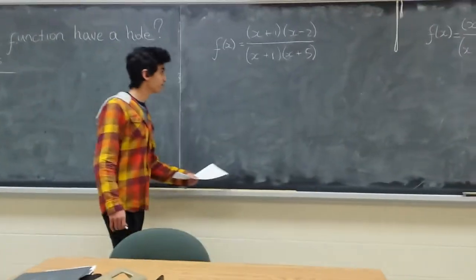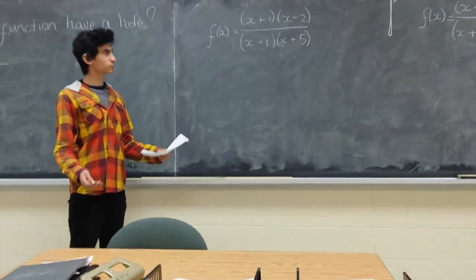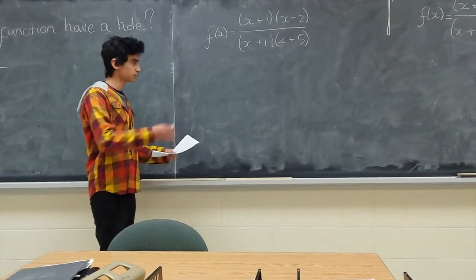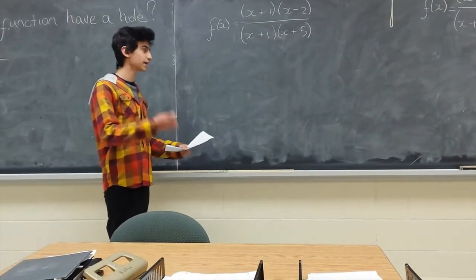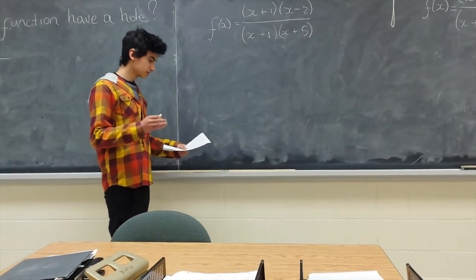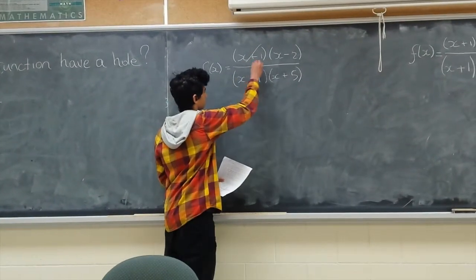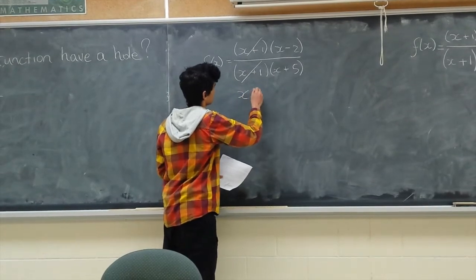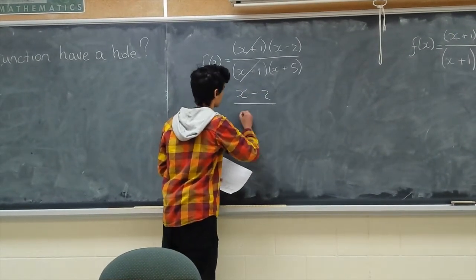For example, the function f(x) equals (x + 1)(x - 2) over (x + 1)(x + 5) has a hole at x equals -1. This is because it cancels out the denominator, leaving us with just (x - 2) over (x + 5).